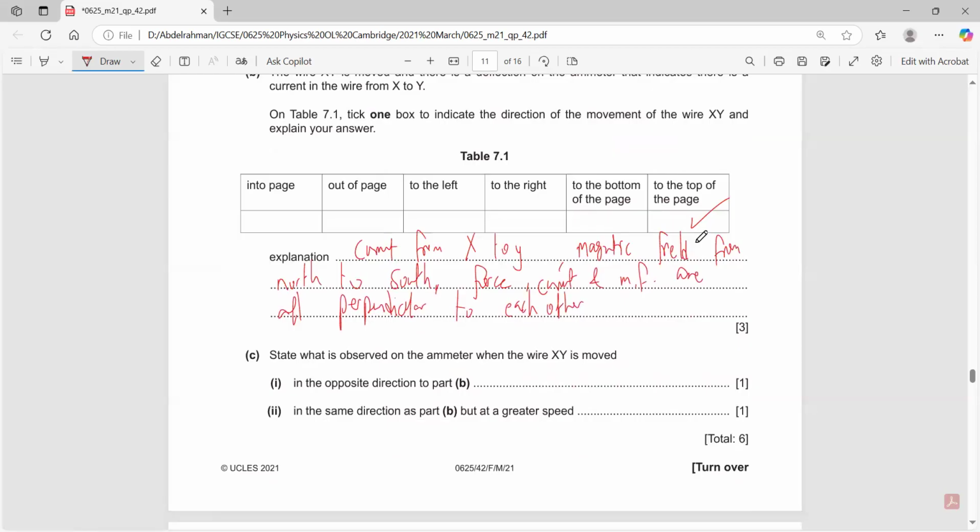State what is observed on the ammeter when XY is moved in the opposite direction to B. If it moves in the opposite direction, what happens to the ammeter? It deflects in the opposite direction. If it moves in the same direction but with a greater speed, then you would have a greater deflection in the same direction, definitely.